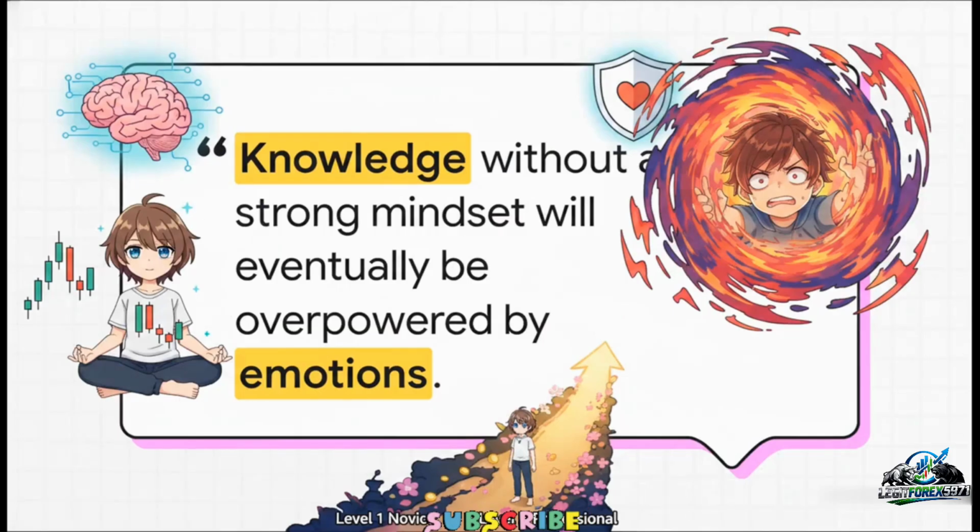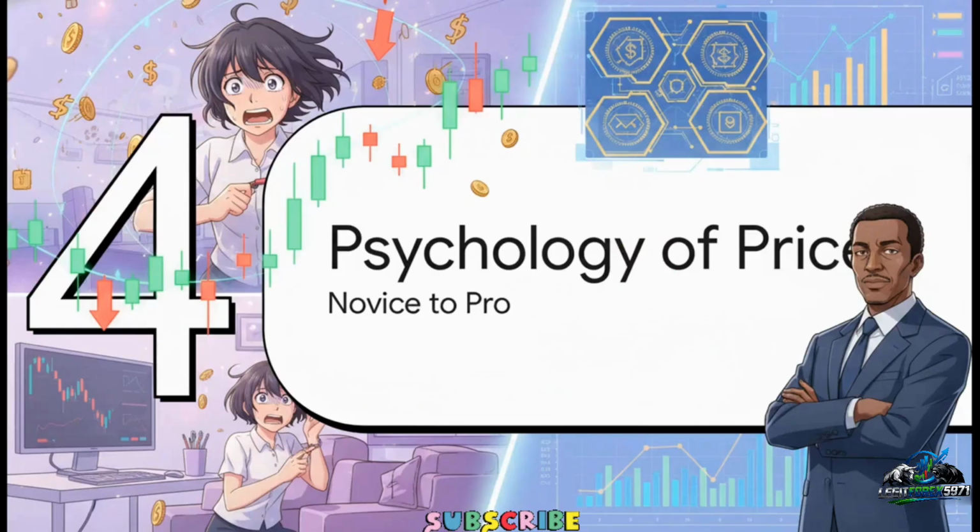To bridge that gap from a level 1 novice to a level 2 pro, we have to look past the shapes. Knowing the shape of a candle is just clinical textbook knowledge, but true profitable trading requires the discipline and patience to understand the dark emotional psychology behind why that shape formed in the first place. Let's get into Section 4, the psychology of price, moving from novice to pro.